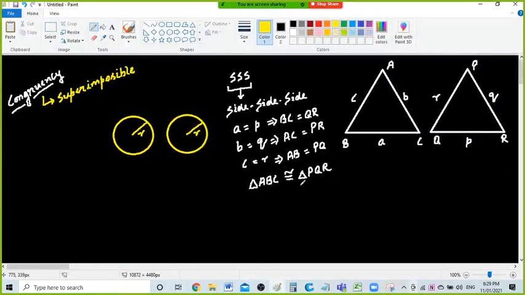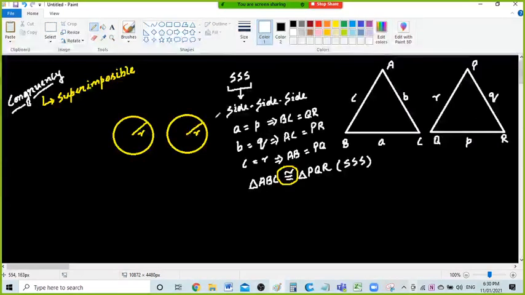Remember that the sign I have used over here is the sign for congruency, right? And every time you prove that two triangles are congruent to each other, in brackets you are supposed to specify how these triangles are congruent, by which rule or by which axiom or by which property. You have to specify that over here, right? So these two triangles are congruent to each other with the SSS congruency theorem. All right, this is the first method.